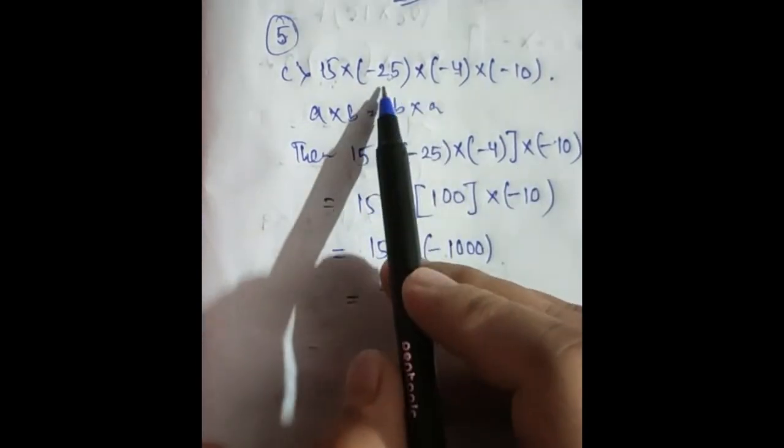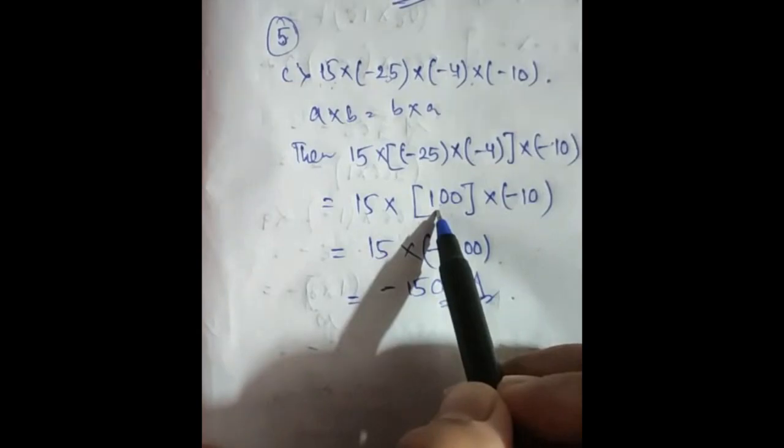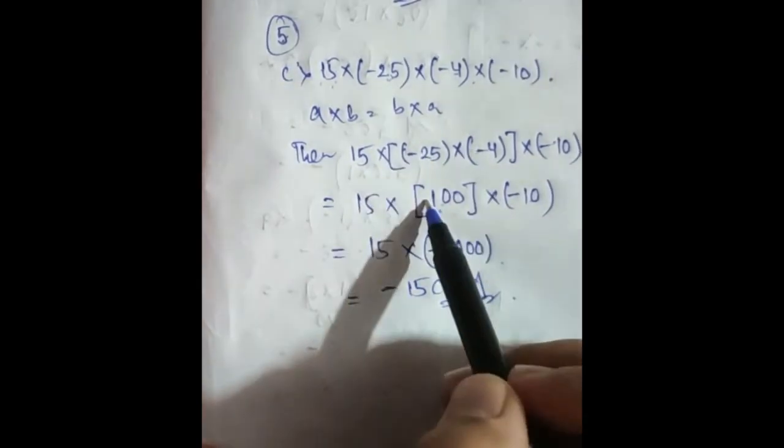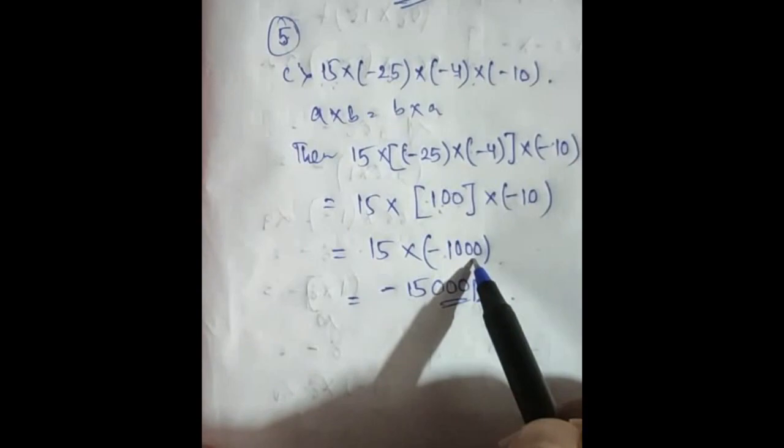It is similar to the previous one, right? What we did, 25 into 4 first, we get 100, then minus into minus plus, right? And 100 into 100, 1000.